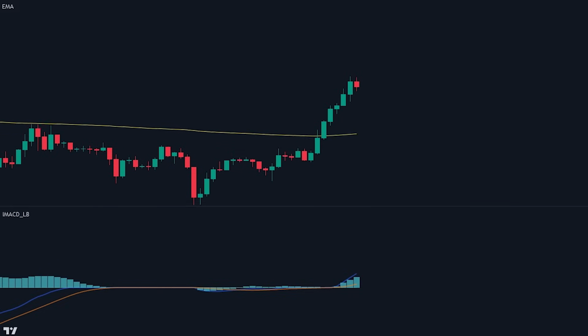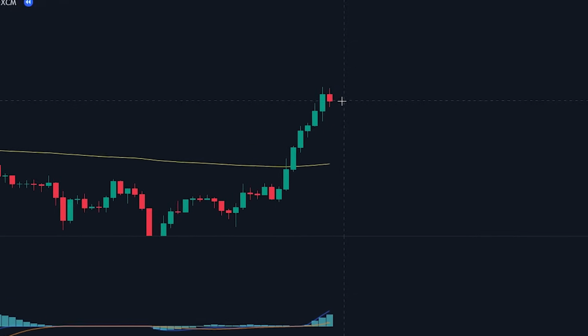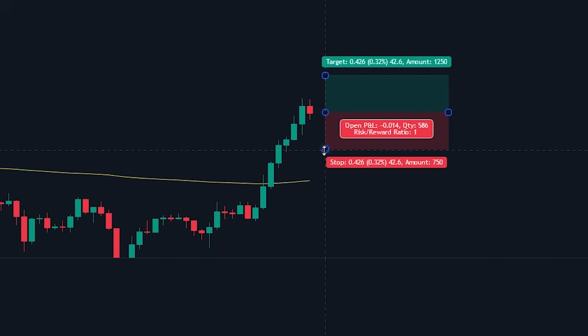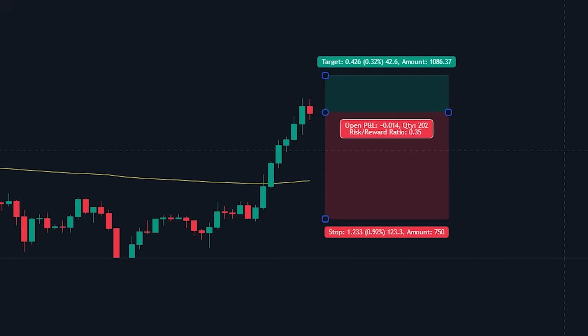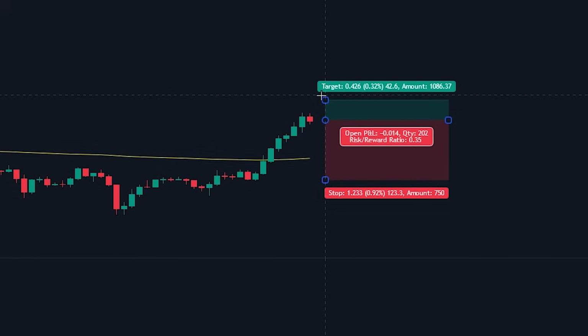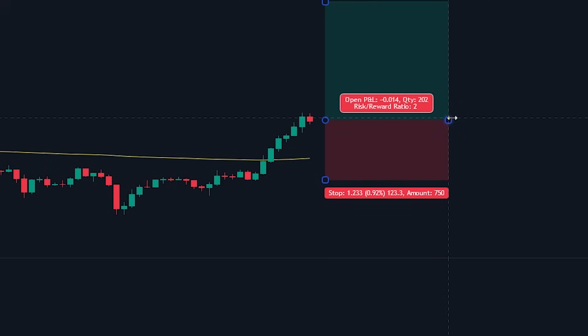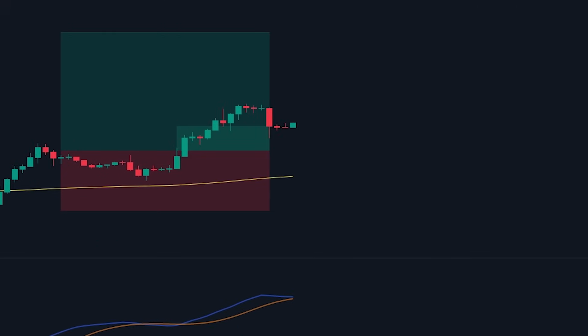Because of this, let's enter into the buy position here. We will be placing the stop loss at the recent swing low. For the take profit, we will be targeting a 2 times risk to reward ratio. Now let's see how the trade plays out.